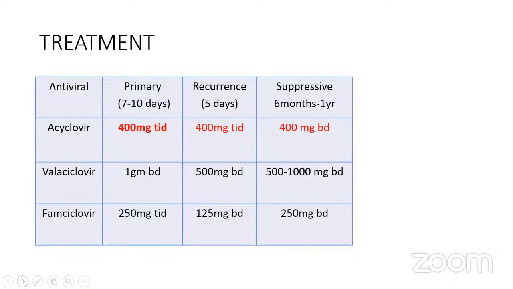The treatment for a primary or first episode is acyclovir 400 mg thrice a day for 7 to 10 days. For the second episode, you treat the same way. Suppressive treatment is given in recurrent herpes infections, meaning more than 3 episodes in 6 months or more than 6 episodes in a year. Then you give 400 mg BD for 6 months to 1 year.